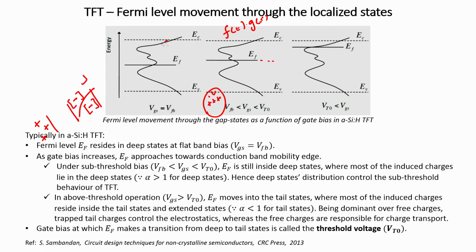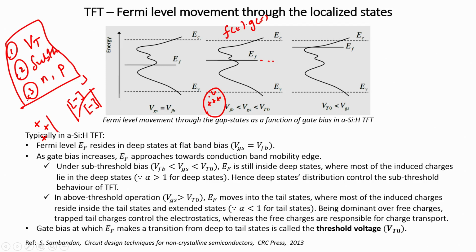Okay. So, the presence of gap states determines firstly the threshold voltage, secondly the subthreshold slope, and thirdly the type of transport, is it an n type or a p type transport. And this is the significant difference between disordered semiconductor based MOSFETs, which are called thin film transistors, and the crystalline semiconductor based MOSFETs.